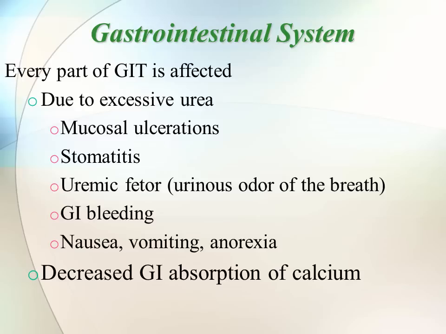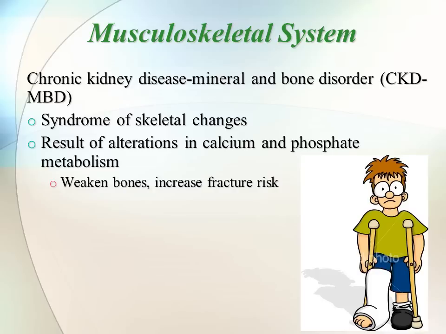Also, I did note there the decreased GI absorption of calcium, because you'll remember that the kidney is responsible to activate vitamin D, and without activated vitamin D, we cannot have GI absorption of calcium, which is one of the reasons why calcium is low. It's also being held low because the phosphorus is high due to the kidney's inability to excrete it. More about calcium on the next slide. Okay, so calcium is low because the kidney has the inability to get active vitamin D.